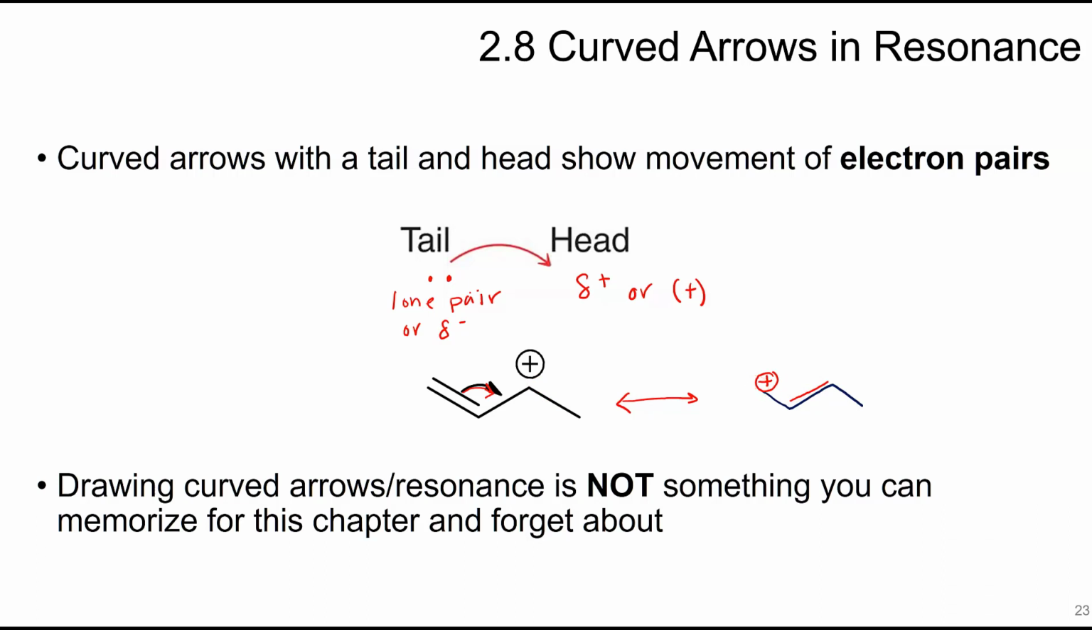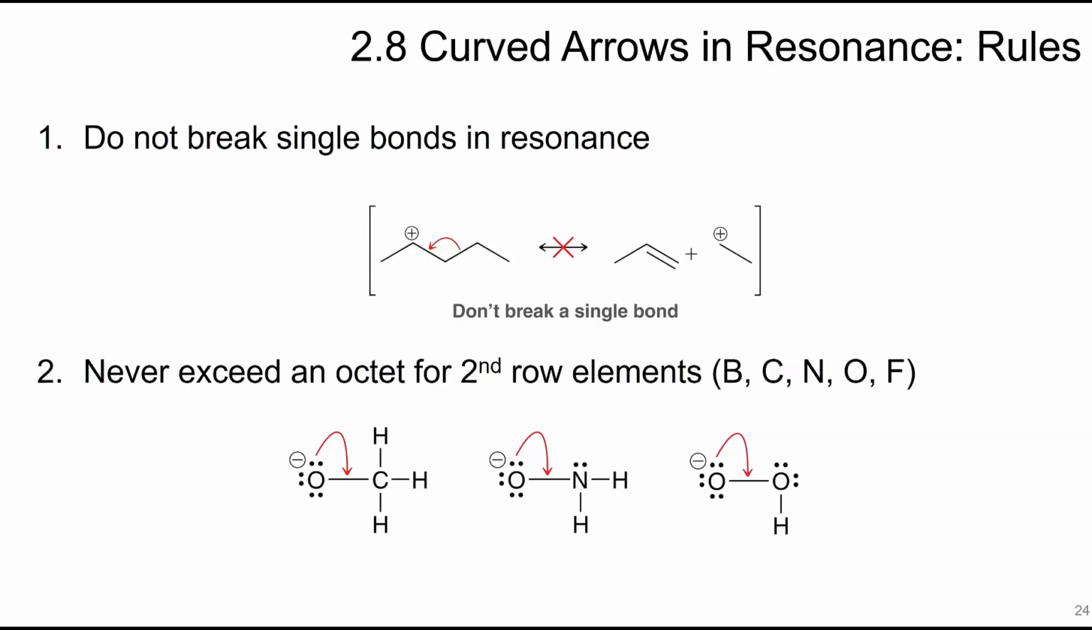So drawing curved arrows or resonance structures is not something you can just remember for this chapter and then forget about it later. If you do that, it will come back to haunt you in several exams. So make sure you get a really good grasp on these rules. So the first rule is do not break single bonds in resonance structures. So we can only move bonds where there's electron deficiency or where they can go. So we can't break any bonds. So you would not form this. So do not break any single bonds.